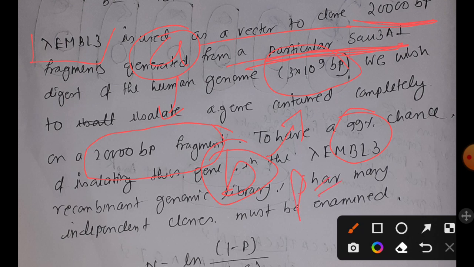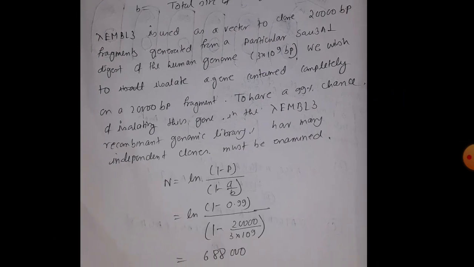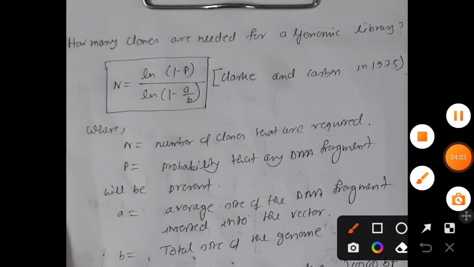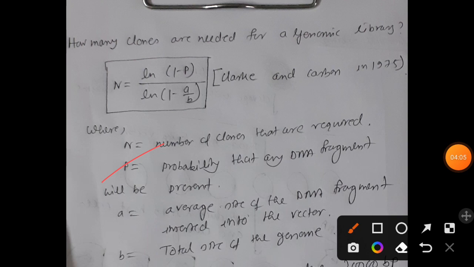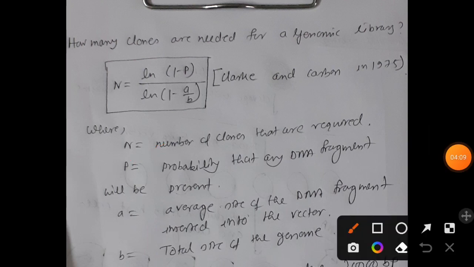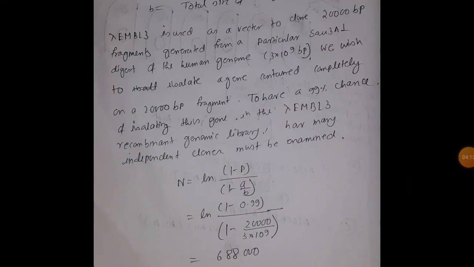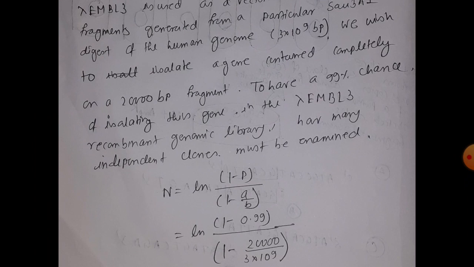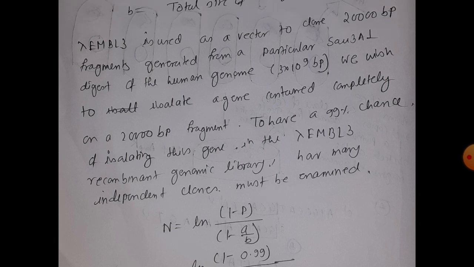Because I have told you the probability of the presence of a particular DNA is P. I have also told you that you will get the value of P in the form of a percentage most of the time. So this is P. Okay, now you have to calculate how many independent clones must be examined to find that 20,000 base pair fragment.